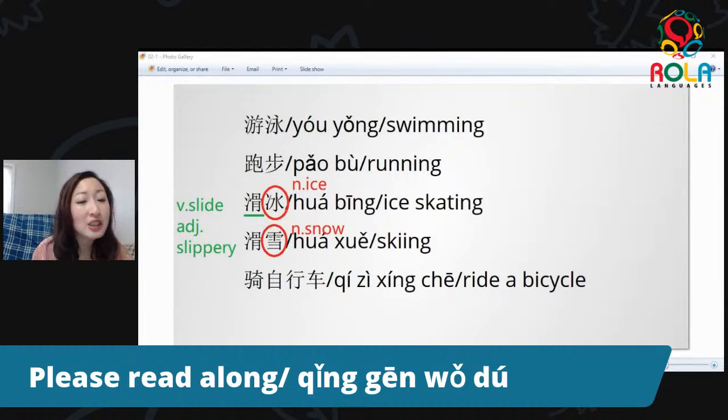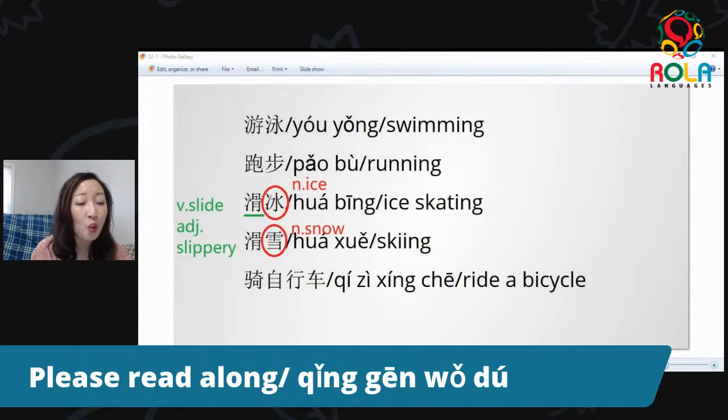So we have 冰. It's a noun, means ice. And then we have 雪, it's a noun as well. It means snow. So 滑 over here. 滑, it can be used as a verb. It means to slide on something. So 滑冰, you can tell. Slide on ice, it is ice skating. Similarly, 滑雪, slide on snow, it means skiing.